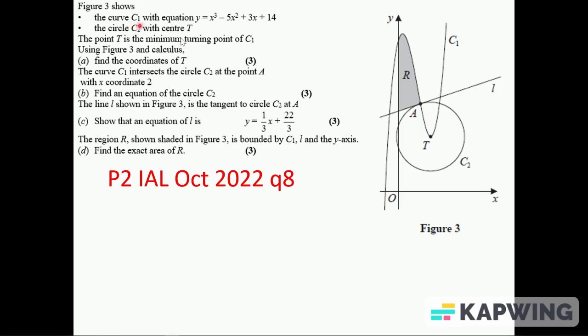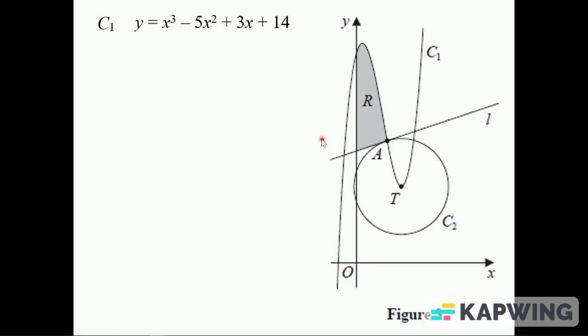So there's a curve C1, the cubic, which is given by an equation. We've got to find the minimum turning point, which is T, and then we've got to find out where A is, because it tells us the x coordinate. We find the equation of the circle, get the equation of the line, and then find this area. So there's C1.